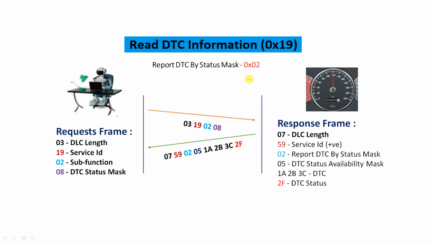The first one, it's not really the first subfunction, but we are taking this as the first subfunction to explain. All right, so this is a tester and this is an ECU. Here the tester has to send this request frame. The request frame starts with 03, which is the PCI length, so 1, 2, 3, 3 bytes of data we are sending. Then 19 is the service ID, that is Read DTC Information. And 02 is the subfunction. Out of 27 subfunctions, this is the first subfunction we are going to learn. 02 means report DTC by status mask.